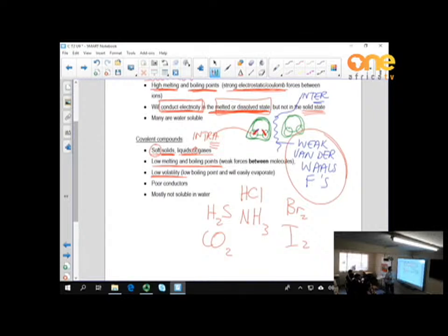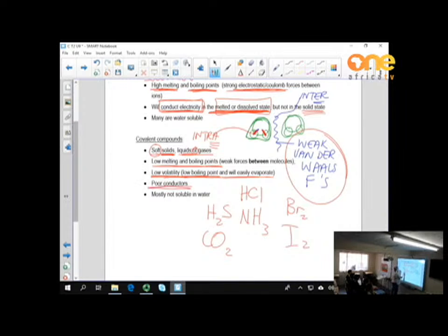They use the term high volatility. In other words, they will evaporate very easily. Okay. Low boiling point goes together with high volatility. It simply means it will evaporate very easily. For example, if I have diesel in a puddle and I've got petrol in a puddle, the diesel is going to take longer to evaporate than the petrol. Okay. Petrol is more volatile than the diesel.